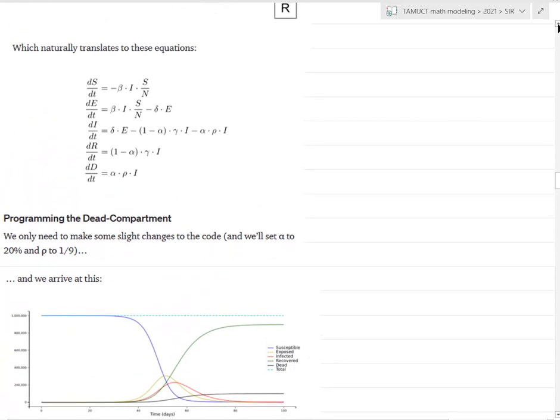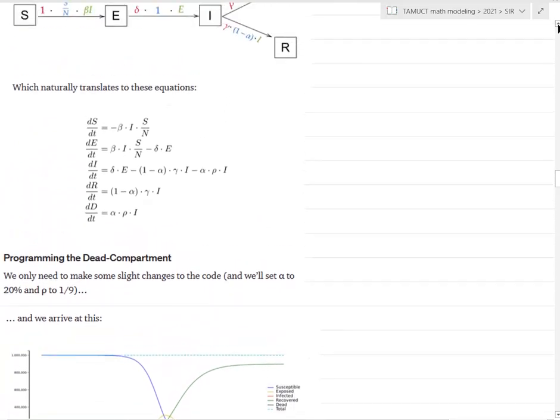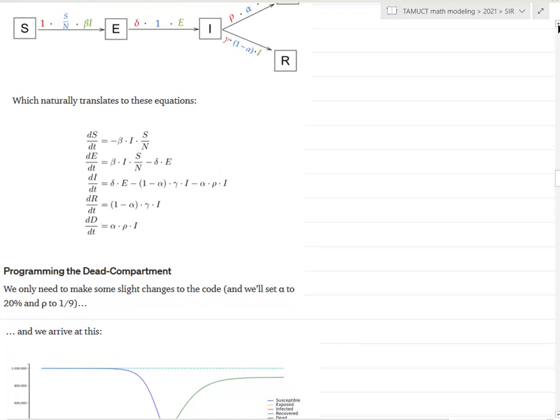All right, so now we have a more complete set of equations. Okay, and he sets up some more parameters. So he says alpha to 20% and rho to 1/9. Okay, so these are parameters that you can also set. And then you get another model. You should be able to duplicate this.